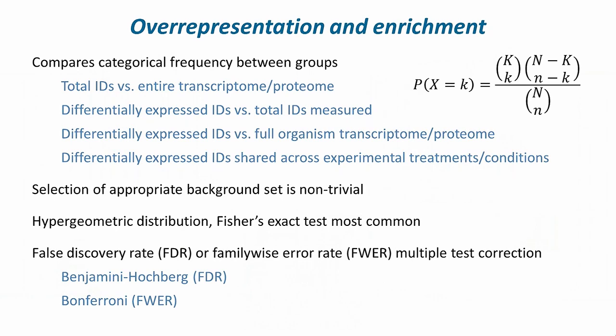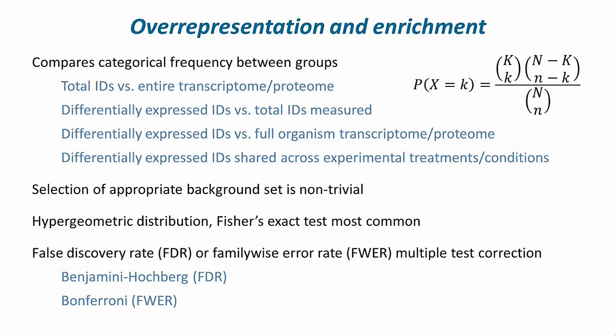In other words, for treatments A and B, what is the probability that they have precisely X upregulated genes in common, given the specific upregulated genes identified in each? Careful selection of an appropriate background or reference is critical, as differences in background will influence and alter predicted enrichment outcomes. The two most common statistical tests for calculating enrichment and overrepresentation are the hypergeometric distribution, the equation of which is shown in the upper right here, and Fisher's exact test.